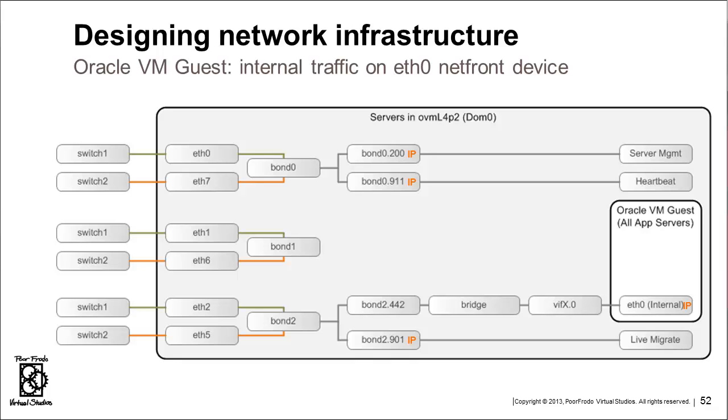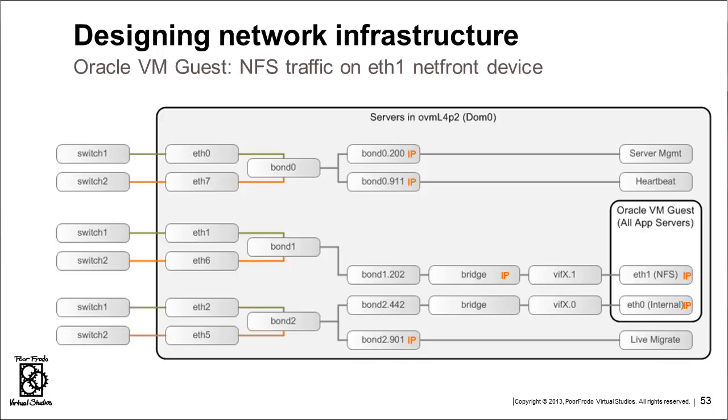Now one more thing worth mentioning on this slide is the assignment of IP addresses. Notice that there is no IP address on DOM 0 for bond 2 VLAN 442. When you log into an Oracle VM server and run ifconfig, you won't see any IP addresses assigned to any network devices such as bond 2, bond 2.VLAN 442, or the Xen bridge. This is normal. You can add an IP address to DOM 0 if you want, but we'll get to that in a moment.